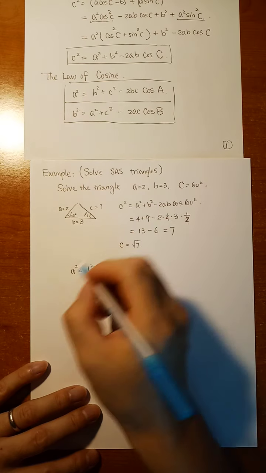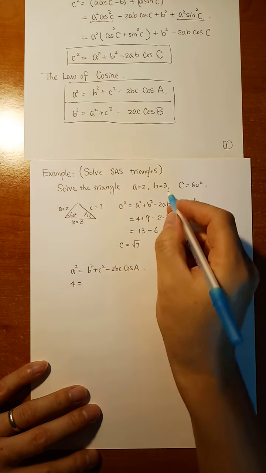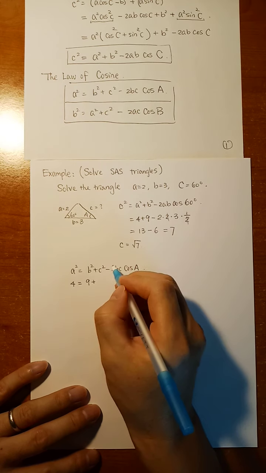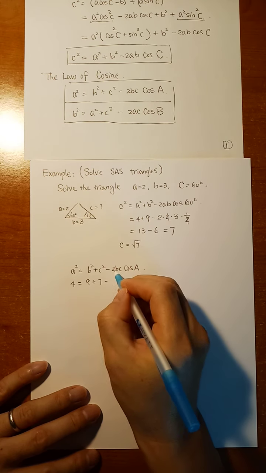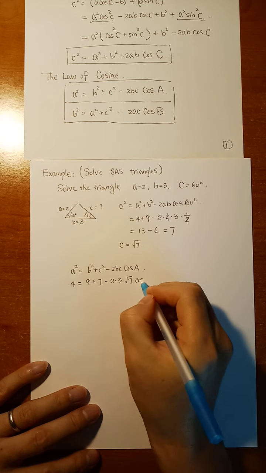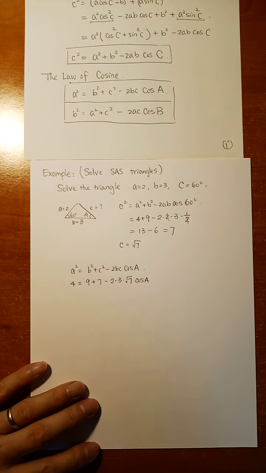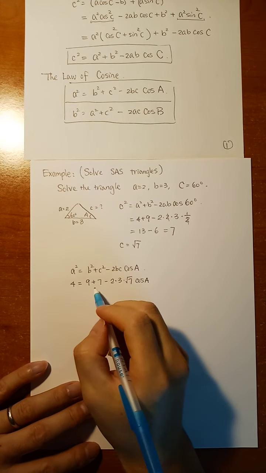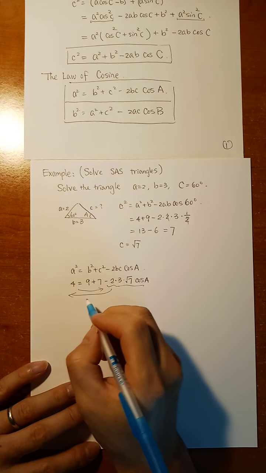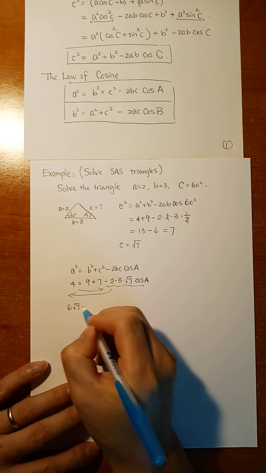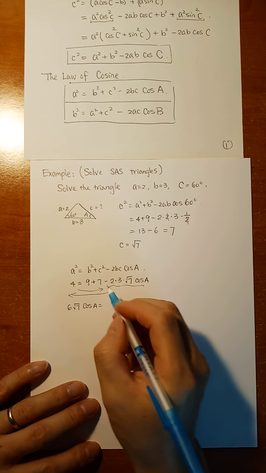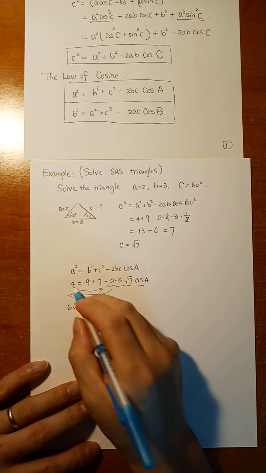All right. So A is what? A is 2, so 2 squared is 4. B is 3, squared is 9. C is square root of 7, so square root of 7 squared is 7, minus 2BC cosine of A. Okay, so let's check. So move this term to the left side, 4 to the right side. So we'll get 6 square root of 7 cosine of A is equal to 9 plus 7 is 16 minus 4 is 12.